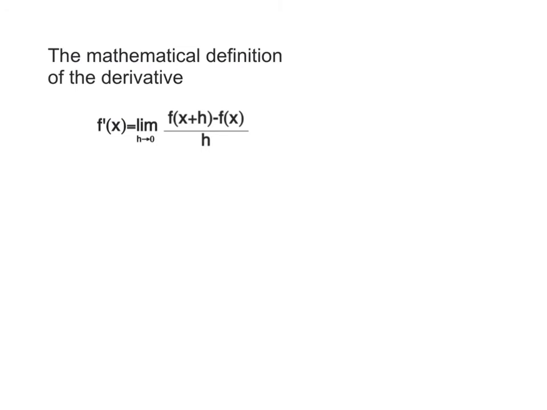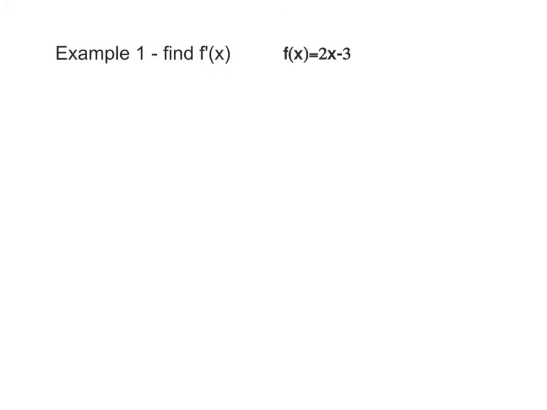So in order to find the slope of the tangent line, I'm going to have to apply this formula to each and every function that we have. Let's look at the first example. I want to find f prime of x if the function is f of x equals 2x minus 3. So first, I'm going to set up the definition. This should be your first step every single time. Next, I'll fill in those values.